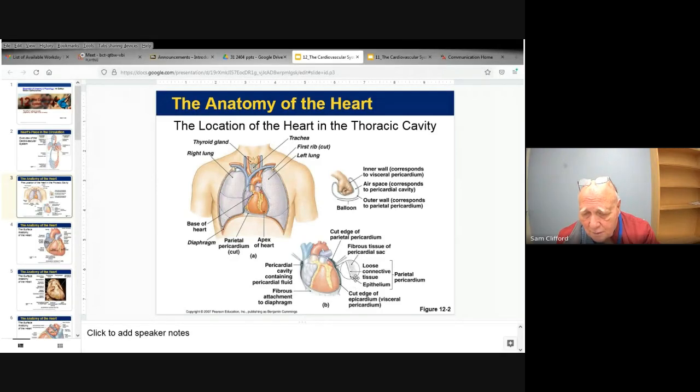The heart is surrounded by a membrane that protects it and also reduces friction as the heart moves, because the heart is going to be moving all around. You can imagine a balloon: take your fist and push it into the rounded shape of the balloon. That's where you get two layers. The inner wall is the visceral pericardium, with an air space in between the parietal pericardium and the visceral pericardium. The visceral pericardium touches the heart. Then there's the space. Then there's the outer covering, which is the parietal pericardium.